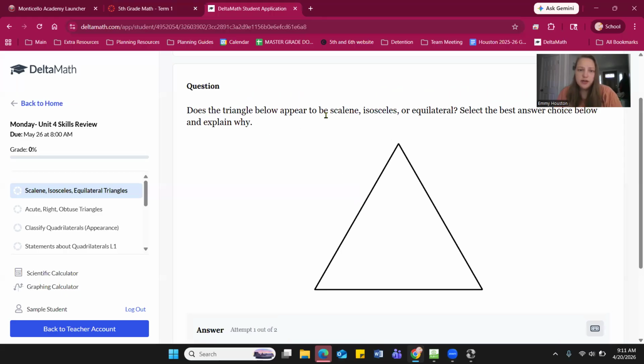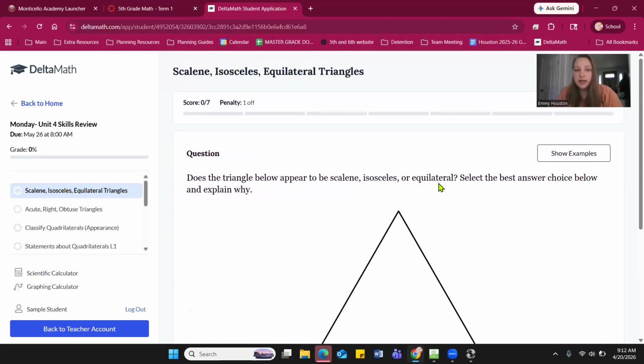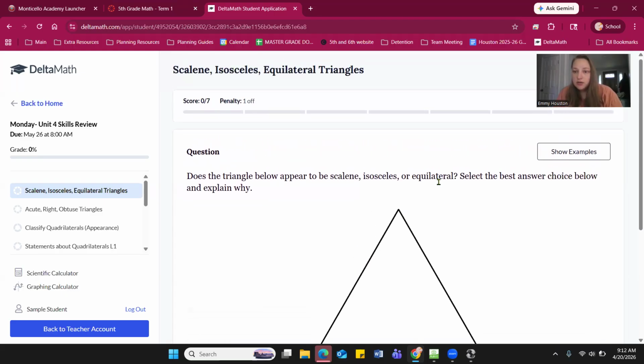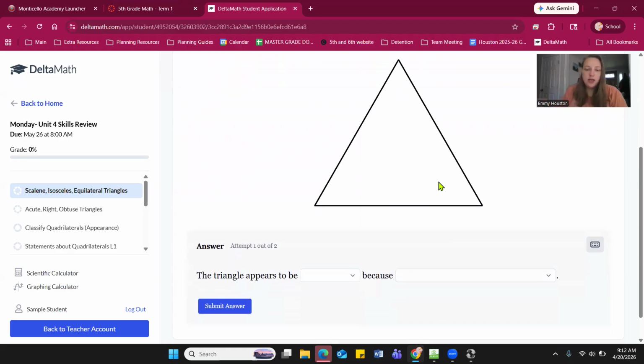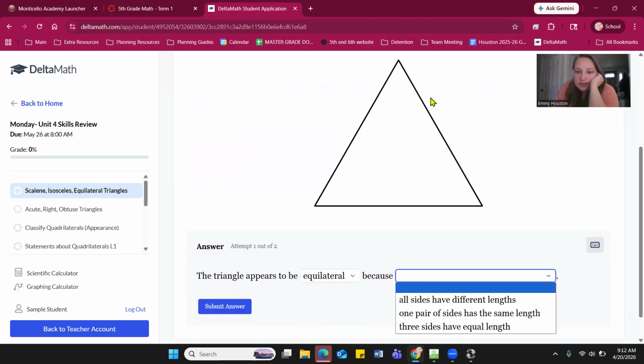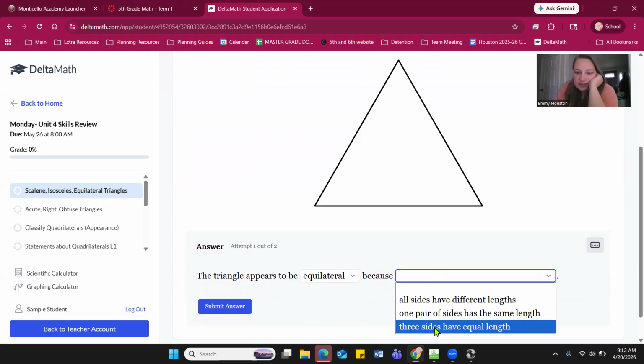So, does the triangle below appear to be scalene, isosceles, or equilateral? You have these in your journal. And if you don't remember, it's going to show you in a second if you get it wrong. So select the best answer choice below and why. The triangle appears to be, this one is equilateral because it has one, two, three equal sides.